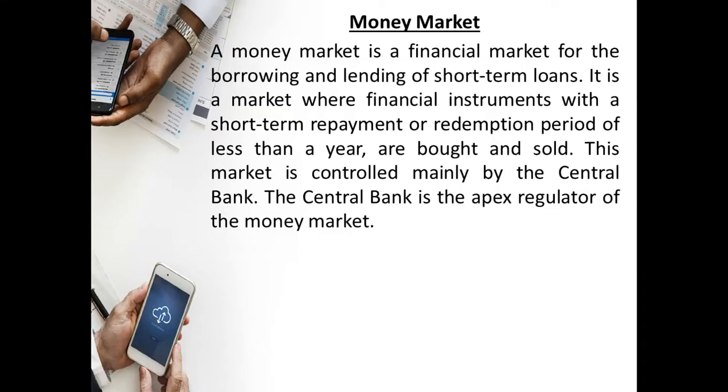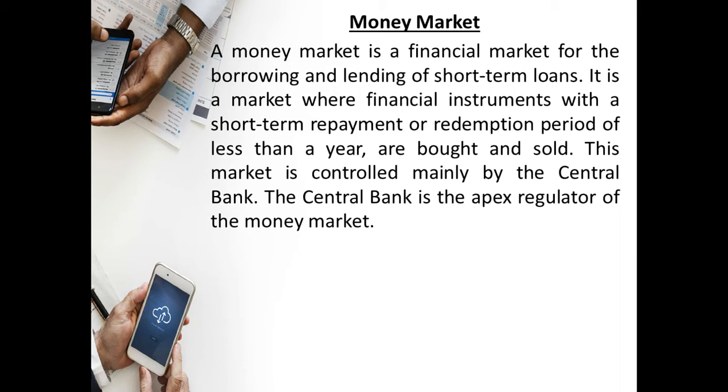Now, what is the money market? The money market is a financial market for the borrowing and lending of short-term loans. So take care of that. That is a key word there. The money market operates in the financial market mainly to provide short-term loans to individuals that need them. It is a market where financial instruments with a short-term repayment or redemption period of less than a year are bought and sold. So we can say the money market is a market where money or loans are acquired.